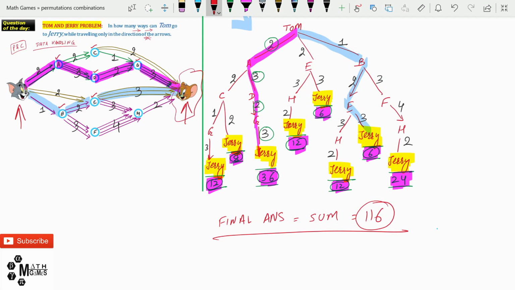I hope that you have understood this question and that you will be able to solve any such question in the future without worrying about the amount of data that needs to be handled.